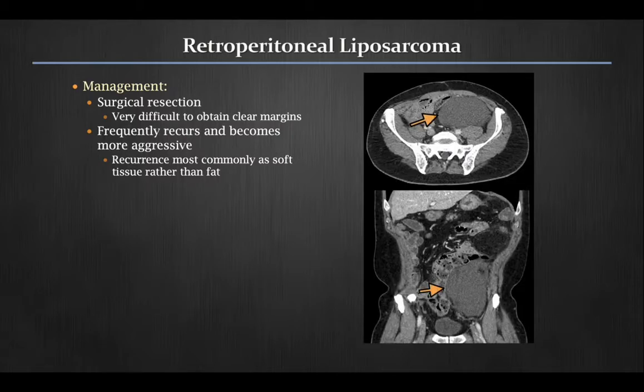And so you see a case like this where it's just a non-specific soft tissue mass, but this was a patient who had had a retroperitoneal liposarcoma that had been resected. And so the recurrence just comes back as the dedifferentiated version or an enhancing soft tissue mass as compared to the fat-containing component.